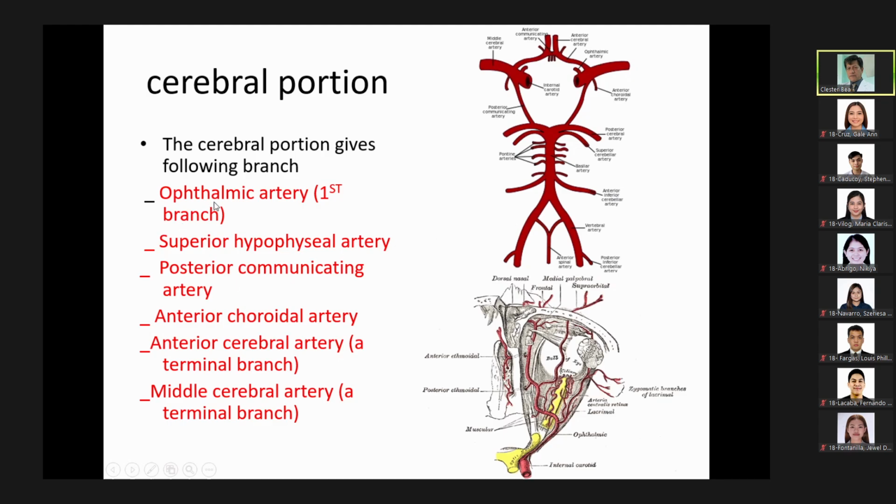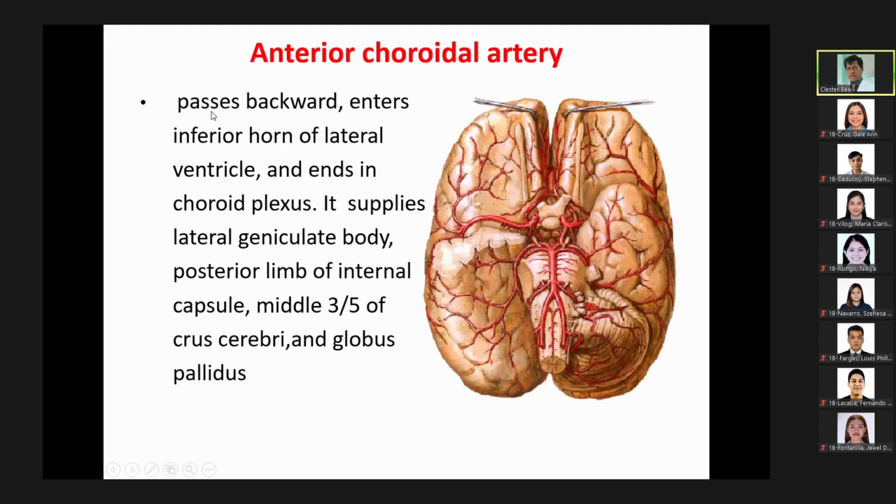So let's start first with your anterior choroidal artery, which is this one that goes backward. The anterior choroidal passes backward and enters the inferior horn of the lateral ventricle and ends in the choroid plexus.